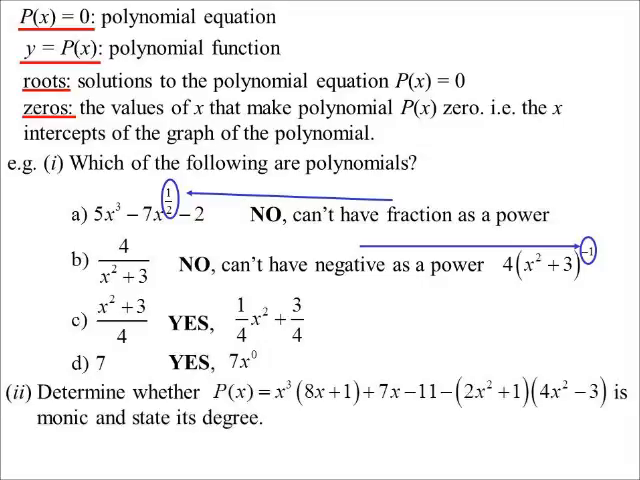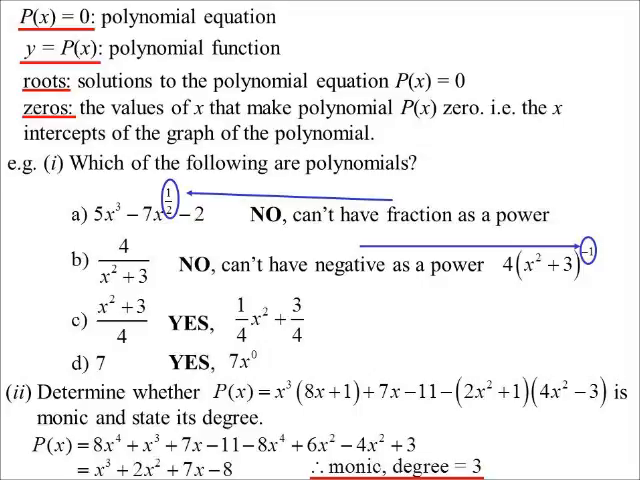Okay, what about number 2? Part 2 here. Is it monic? It's not monic. No way. And what's its degree? 4. Yes. No, mate. Yeah, 8x to the power 4 cancels. If you expand the whole thing out, 8x to the power 4 cancels with the 8x to the power 4. And so you do end up with a monic of degree 3.